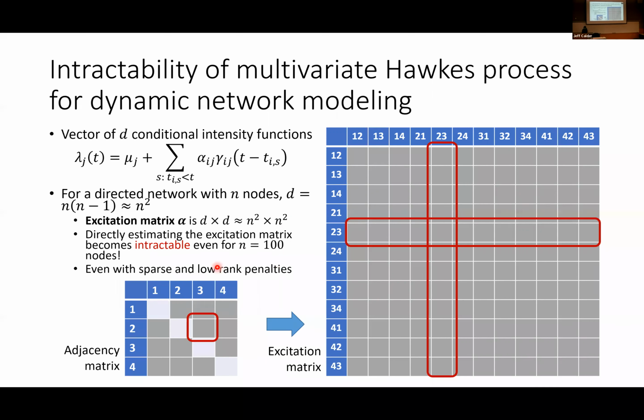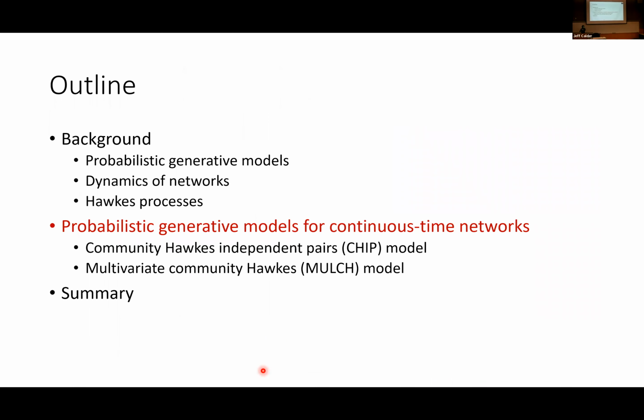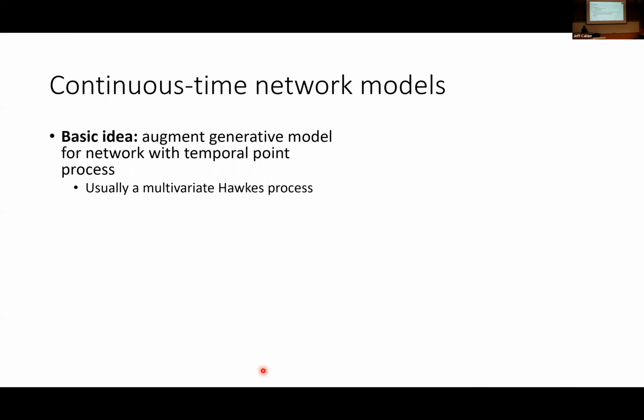What people have tried is to use some generic structure here, like a sparsity and a low rank penalty. And that seems to work pretty well for n squared being in the hundreds or thousands. But as n gets very large, those generic structures are not enough. And so this brings us now to my contribution, where we're trying to build probabilistic generative models for continuous time networks, where we use the fact that this is a network to apply some more specific structure so that we can resolve this problem.